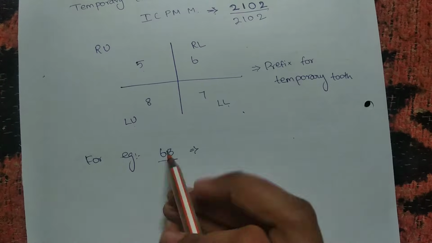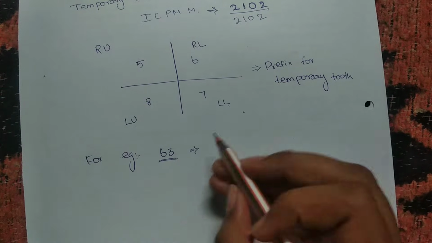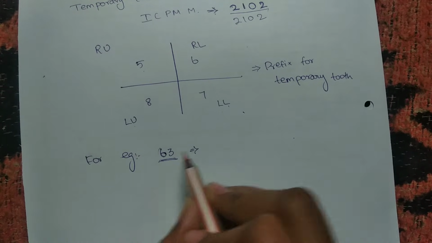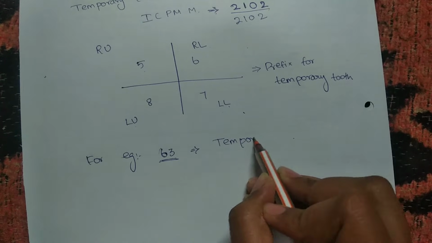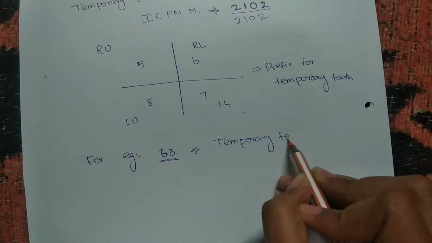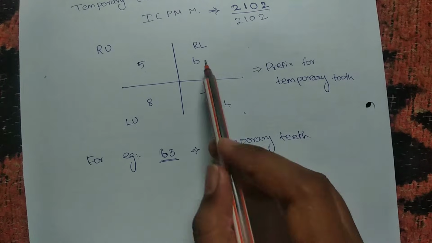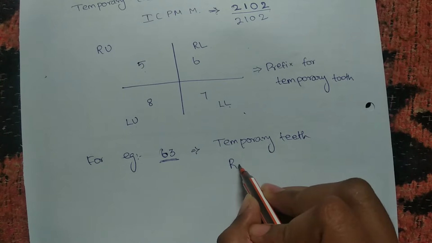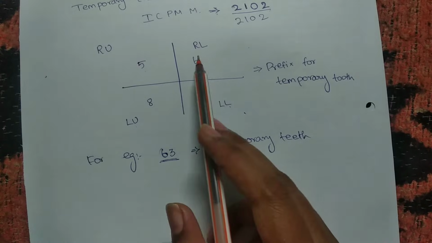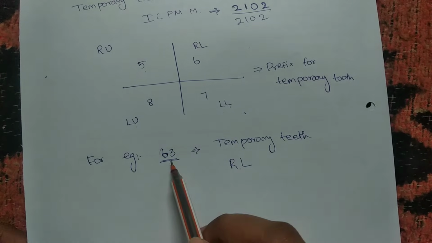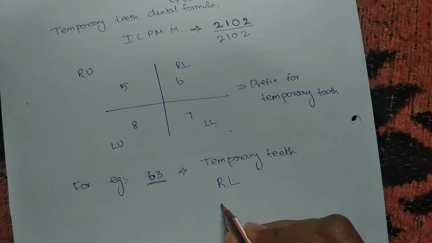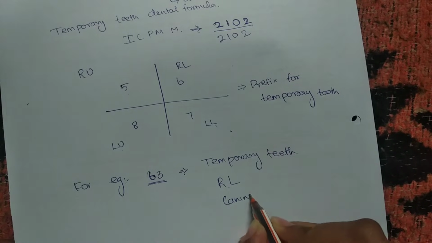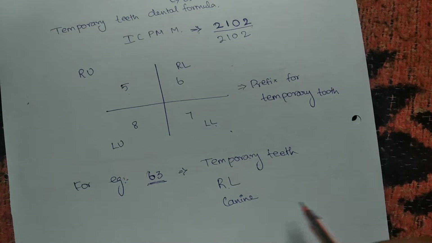For example, let us find out the location of this tooth. Here 6 is used, so it should be a temporary tooth. And the 6 belongs to the right lower quadrant. And this is 3, that means 1, 2, 3, so canine. Temporary right lower quadrant canine tooth.